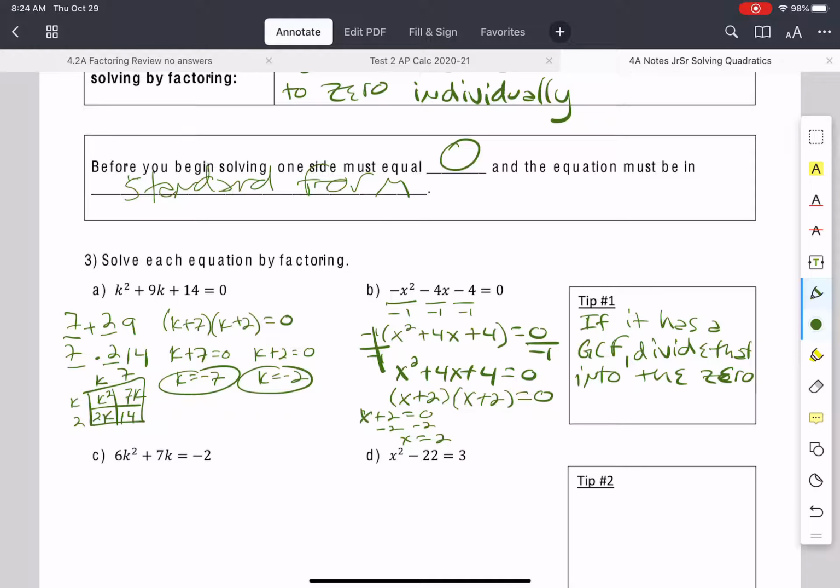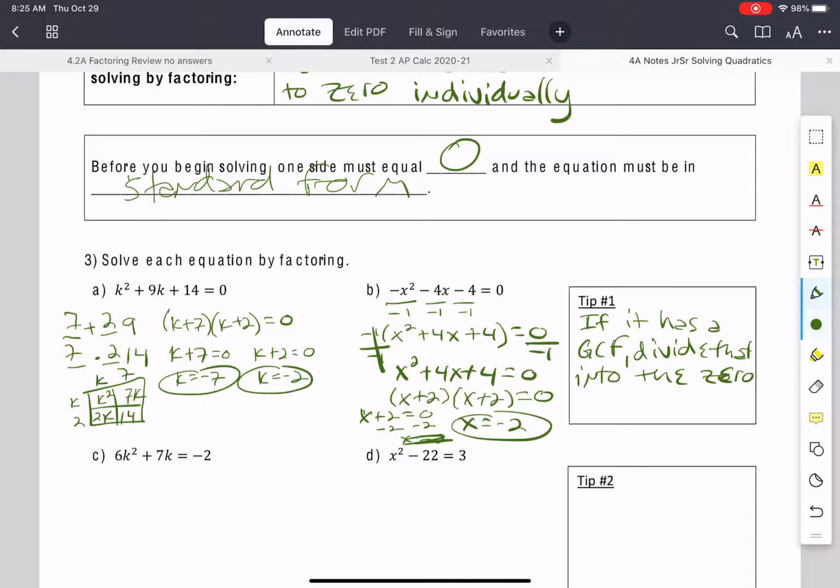Now notice that's the same thing, right? That looks like x equals. This is the only time a quadratic will only have one answer, if both answers are the same thing. Does that make sense?